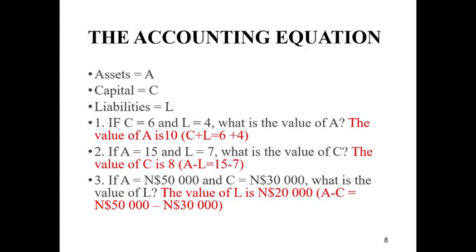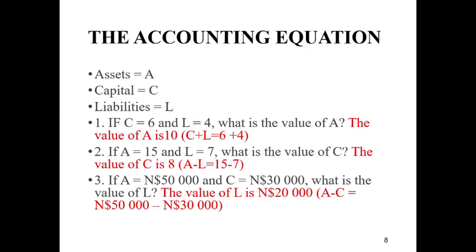Second scenario, if A is equal to 15 and L is equal to 7, what is the value of C? The value of C is 8. Why? Because assets minus liabilities, in this particular case, is 15 minus 7, that will give you 8.